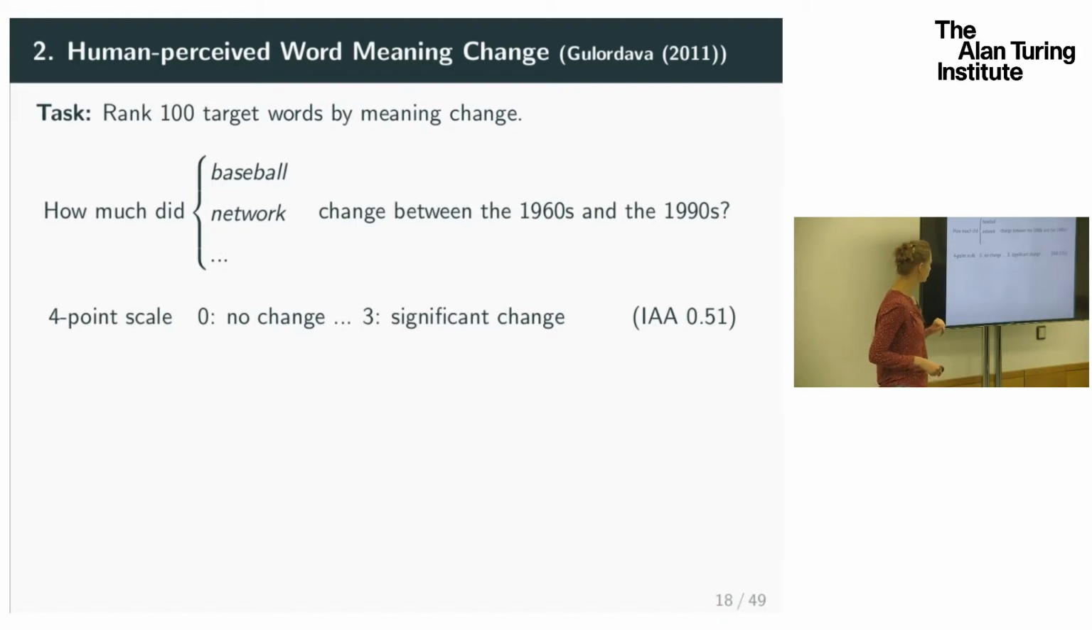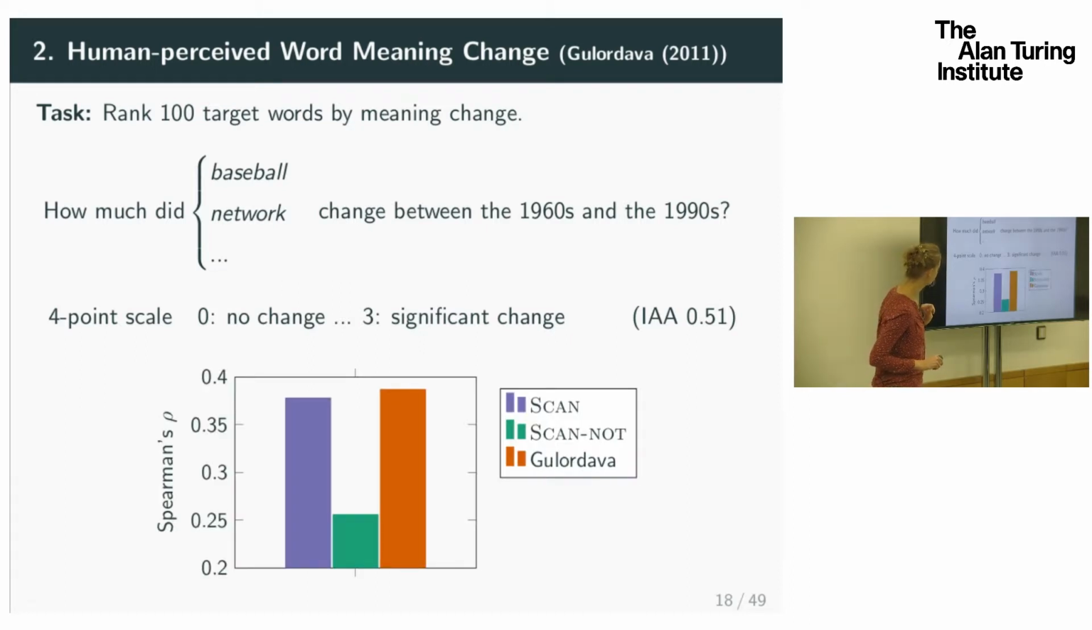We applied our model to the same task, trained models on the 2 time slices, and then computed the rank correlation of how much the models think a word has changed versus the ranks of how much humans think a word has changed. We compare those using Spearman's rho.